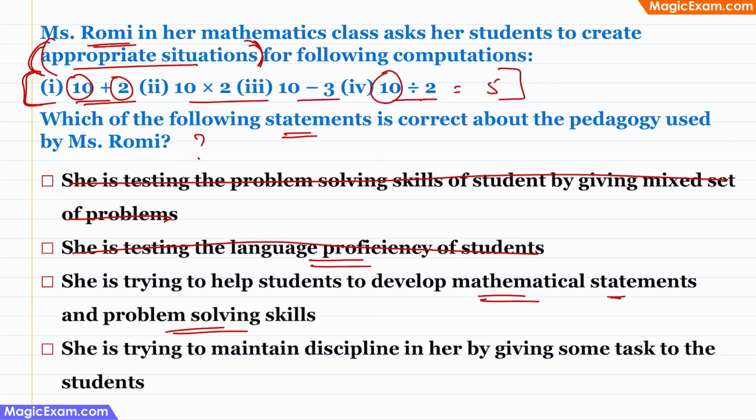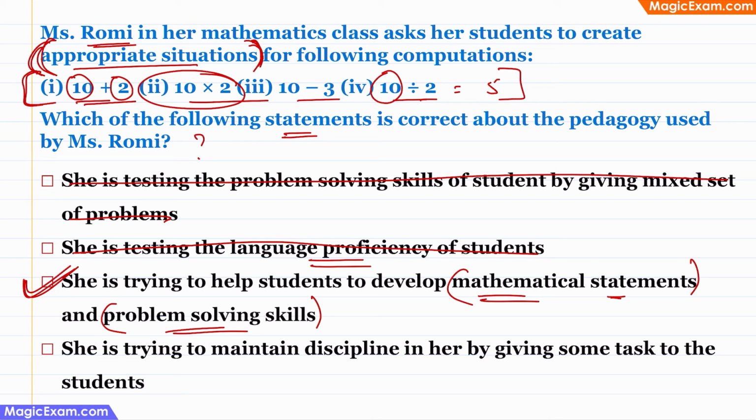She is trying to help students to develop mathematical statements and problem solving skills. This is a correct answer because she is making sure that children understand what these mathematical statements are and how they relate to real world examples. So she is making them create appropriate situations or examples for this. Therefore, she is helping them with mathematical statements and also problem solving skills in a real world scenario. Therefore, statement 3 is correct.